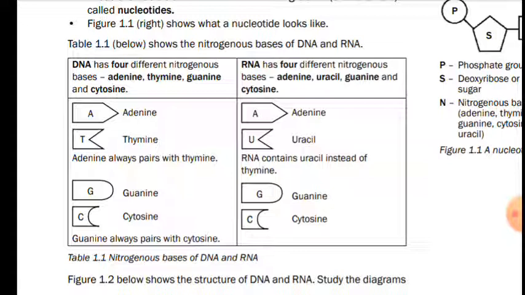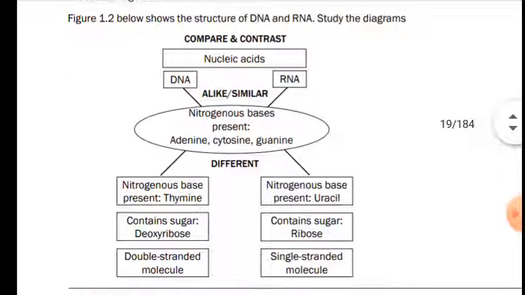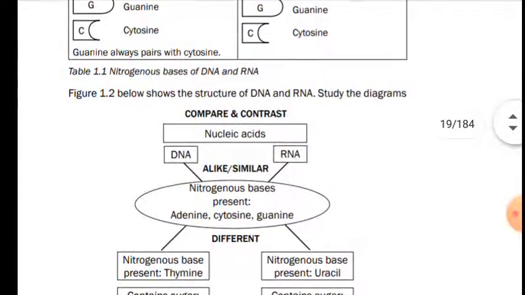Guanine doesn't change on both sides. You should know that. What changes is what the adenine pairs with. I think that's clear enough for you guys, because it's very easy to look at the structure or to differentiate in this table. Just in case, guys.